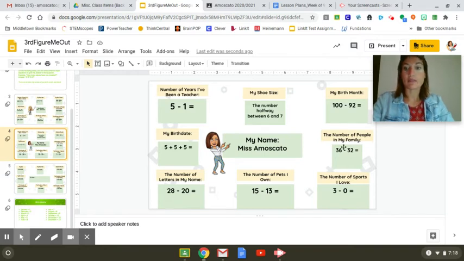The number of people in my family, 36 minus 32. The number of letters in my name, 28 minus 20. The number of pets I own, 15 minus 13. And the number of sports I love, 3 minus 0.